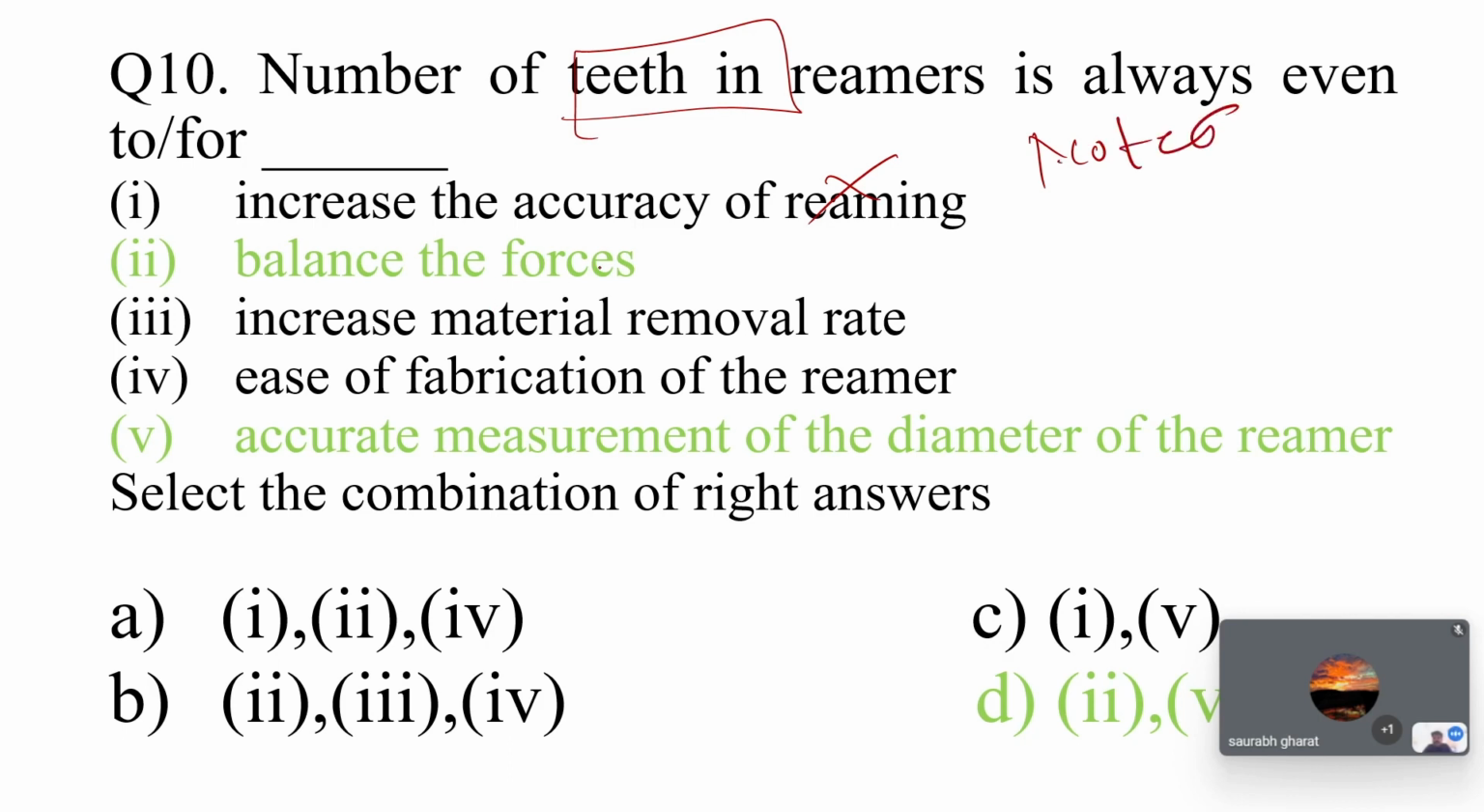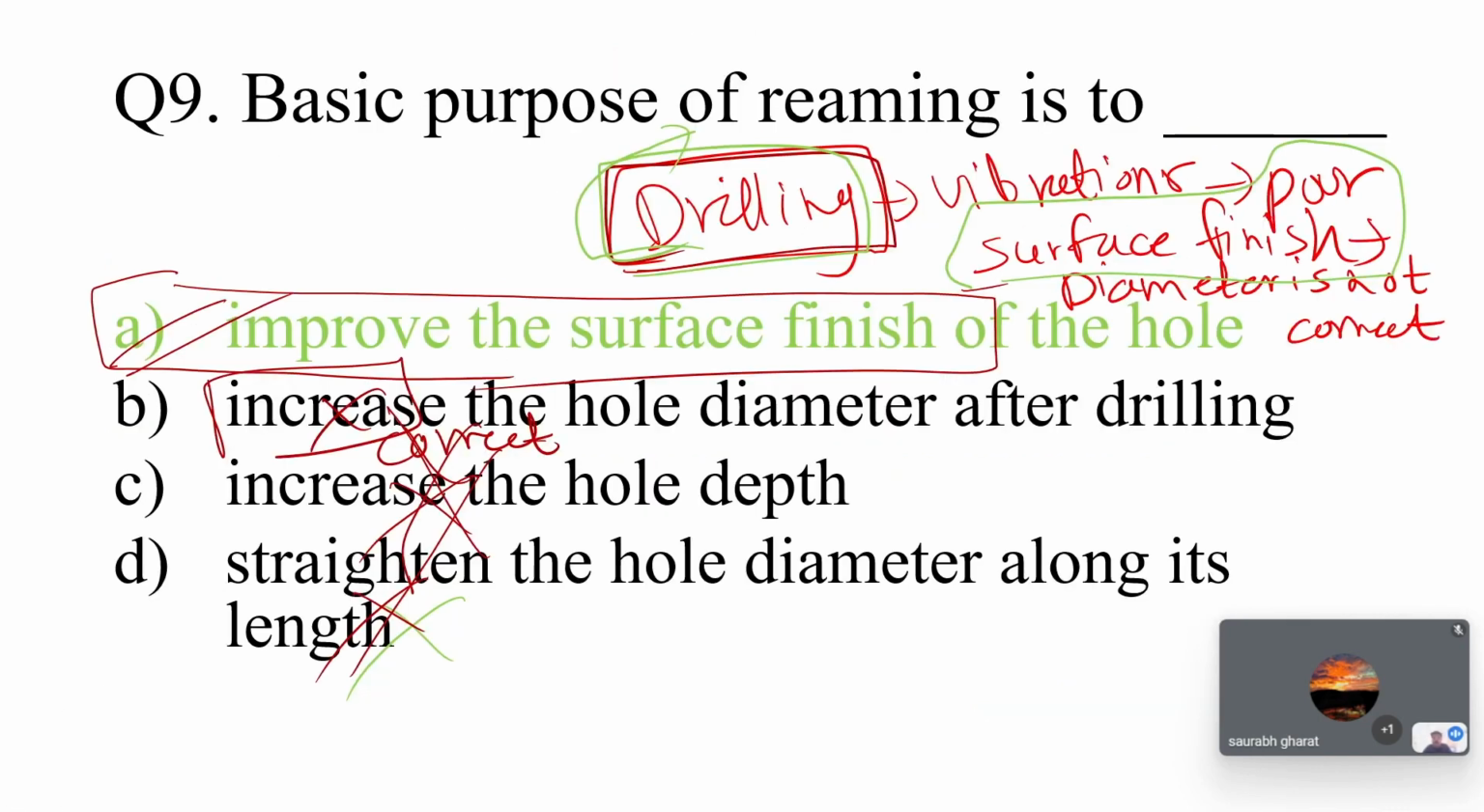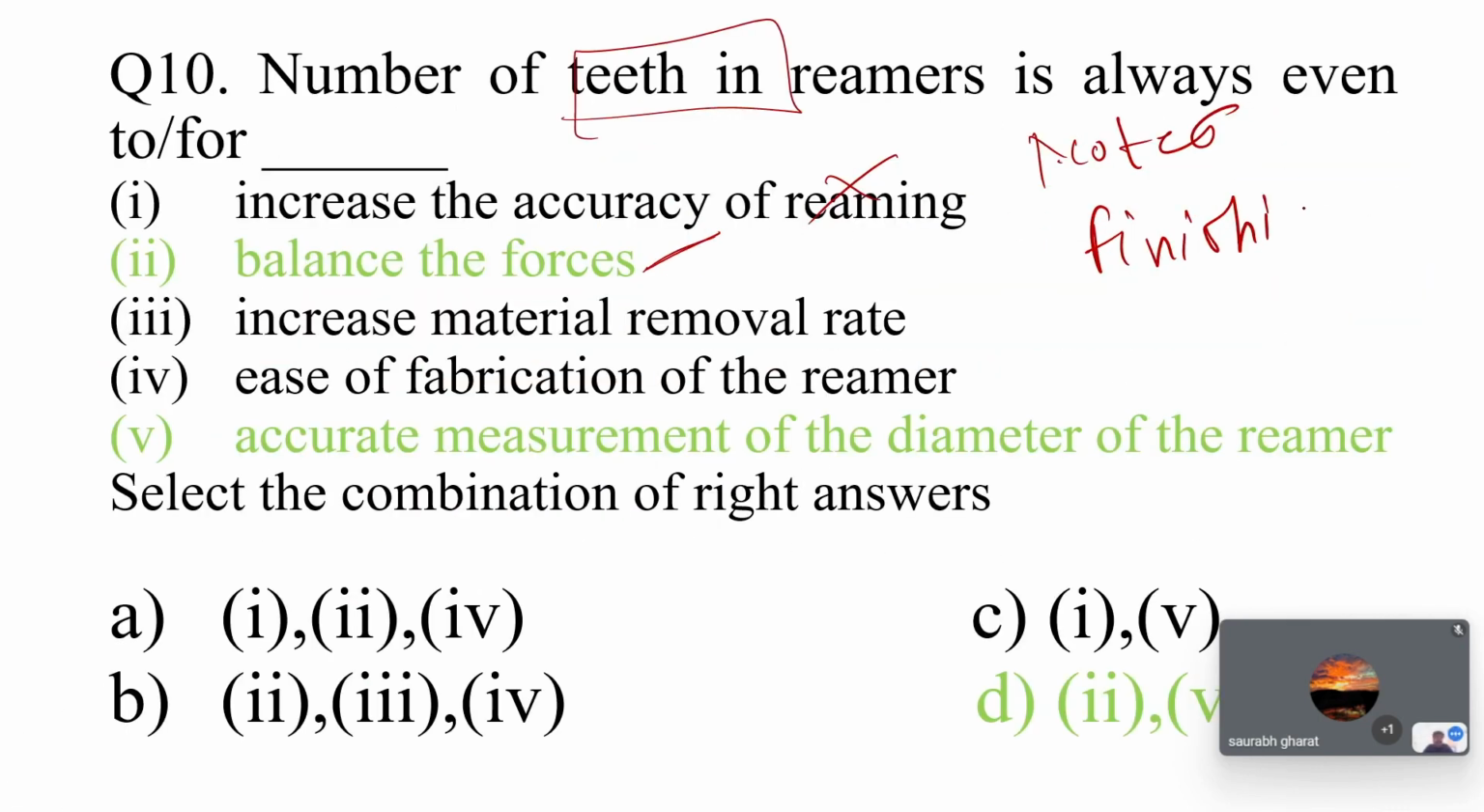So balancing the force is correct, because the material removal rate is low here. Balancing is important because reaming is just a finishing process. Why are you using reaming? As in the previous question, to improve the surface finish; the material removal is low. So as material removal is low, balancing is important.